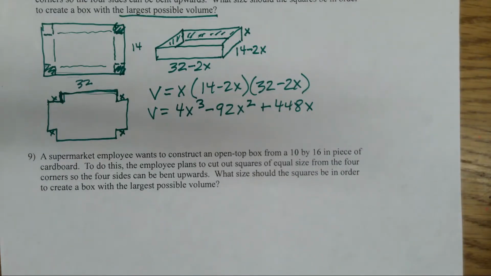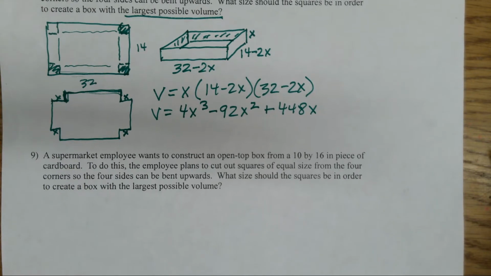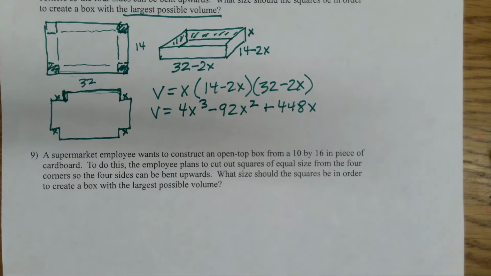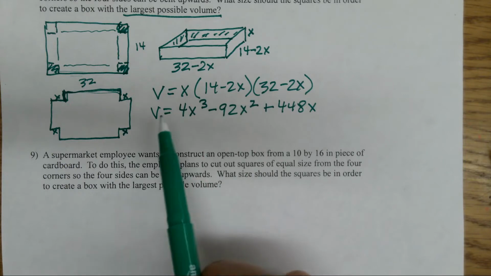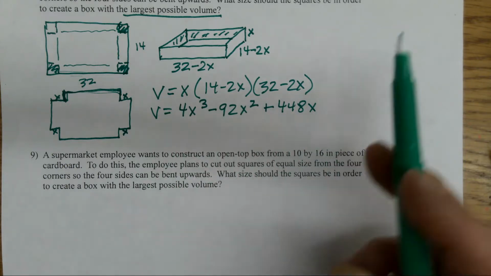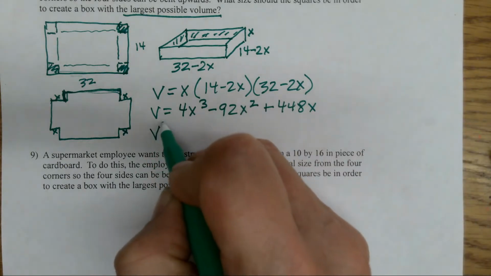All right, so I'm back, and what I did was I distributed the 14 minus 2x times the 32 minus 2x, and then I brought the x through again. I ended up with 4x cubed minus 92x squared plus 448x. And when I distributed it all, once I was done and cleaned it all up, I put it in descending order, and now I'm set to take a derivative.